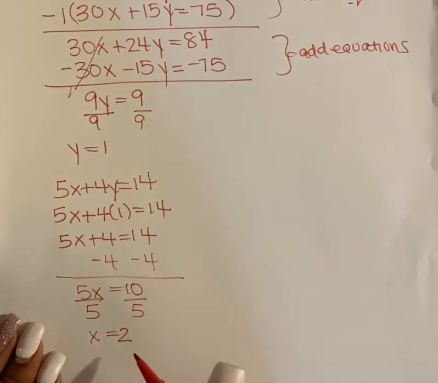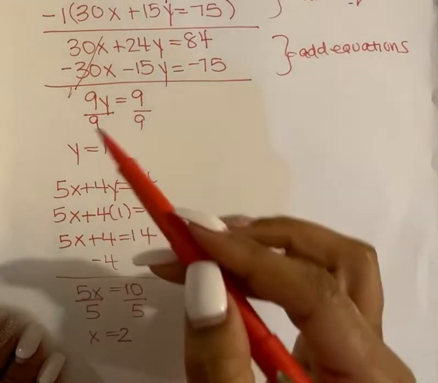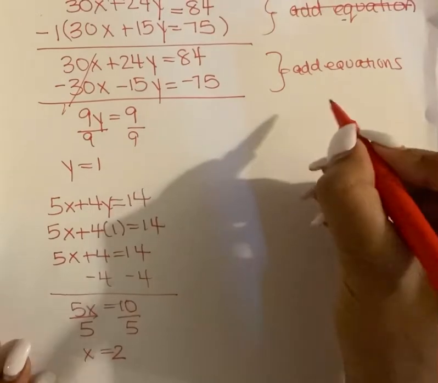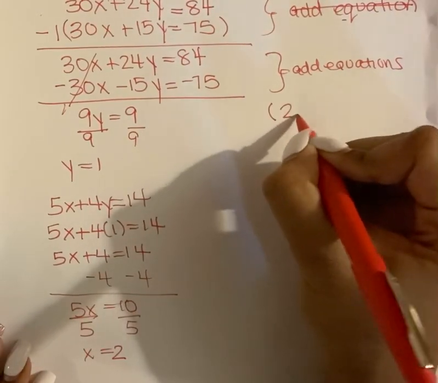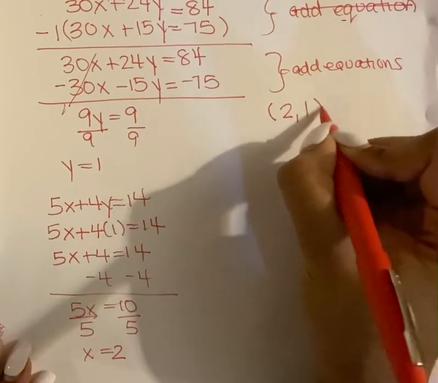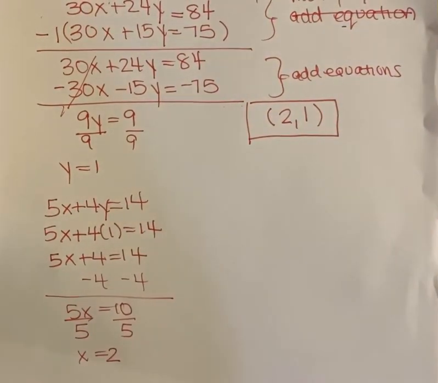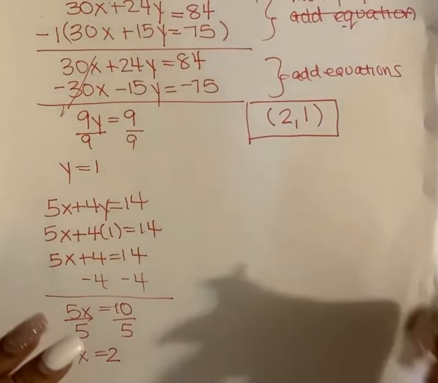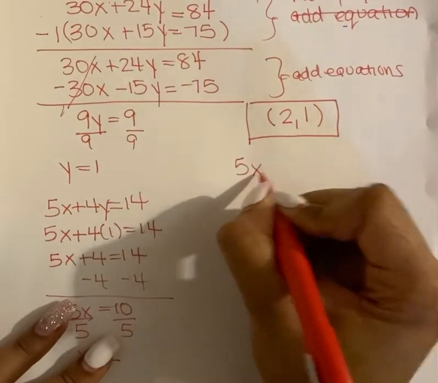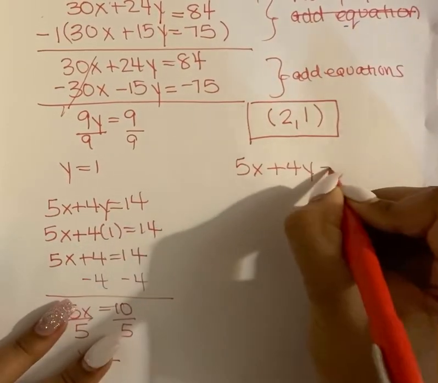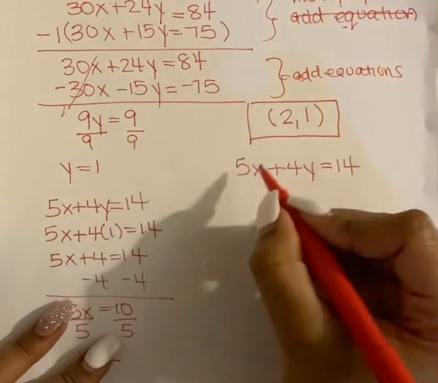So remember, your solution to a system is not the x value, it's not the y value, but it's the point that has the x and the y. So my solution here is (2, 1). I'm just going to box my solution. Okay, and just remember, always check your solutions by going into your original equation and substituting the values in.